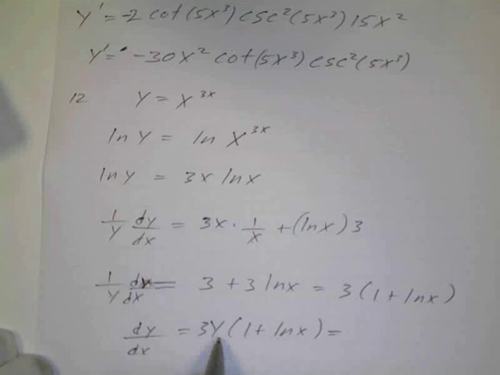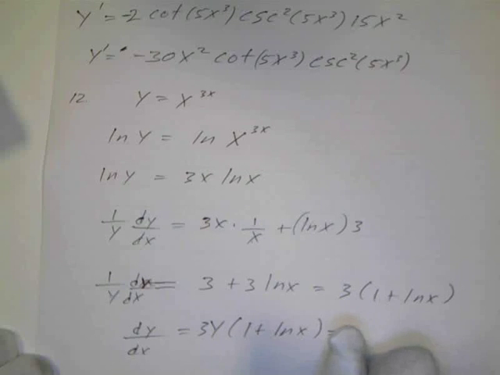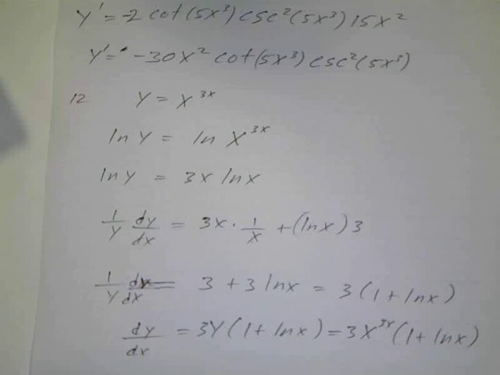But I want it in terms of x, so what is y? So I have to go all the way back up, and remember y equals x to the 3x. So it's going to be 3 times y, which is x to the 3x, times 1 plus the natural log of x. So that would be your final answer. Okay? 3 times x to the 3x times 1 plus the natural log of x. So that's a nice example of logarithmic differentiation, something that you should know how to do, and not too difficult, I don't think. Okay? So I hope that helps.